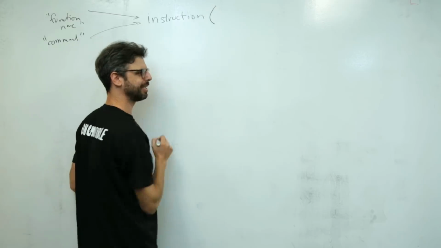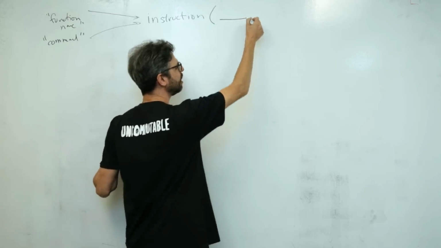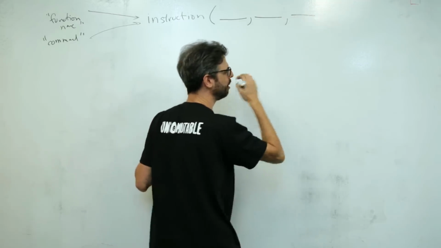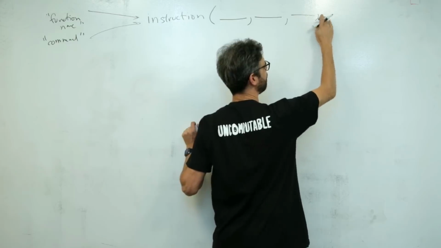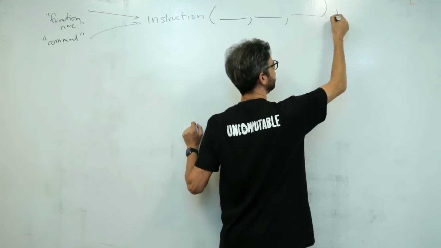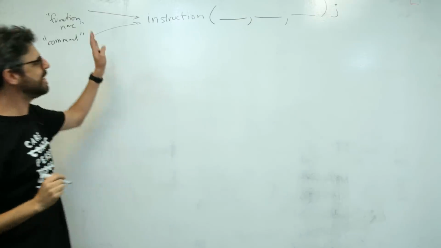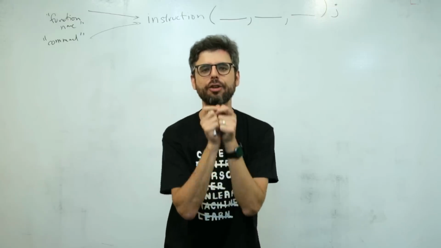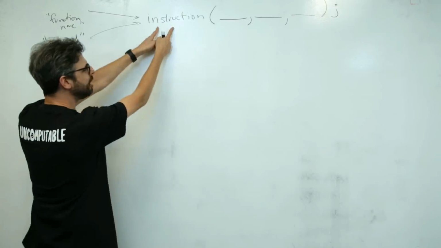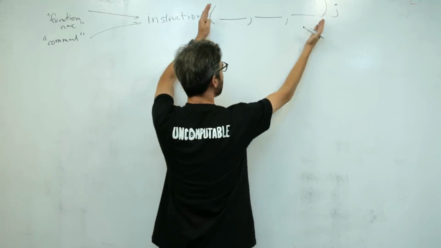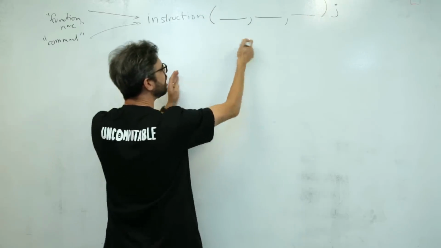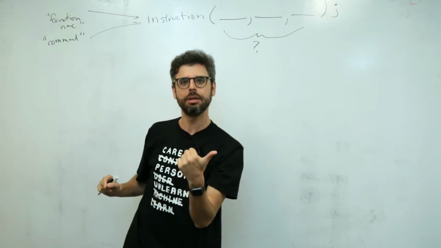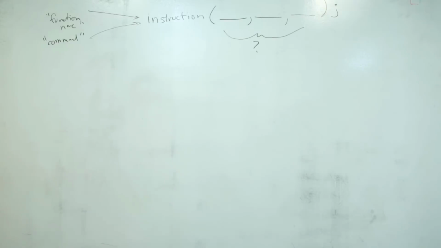Instruction, parentheses, some number, comma, some other number, comma, some other number, comma, dot, dot, dot. Close parentheses, semicolon. This is the syntax for executing an instruction for the computer to follow. The name of the instruction, parentheses that open and close, followed by a semicolon, and some number of things in between. That number of things could be 0, it could be 1, it could be 2, it could be 3, it could be 4. It depends.